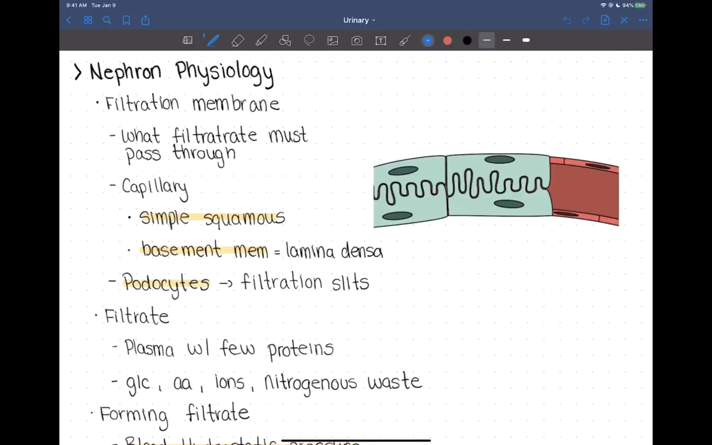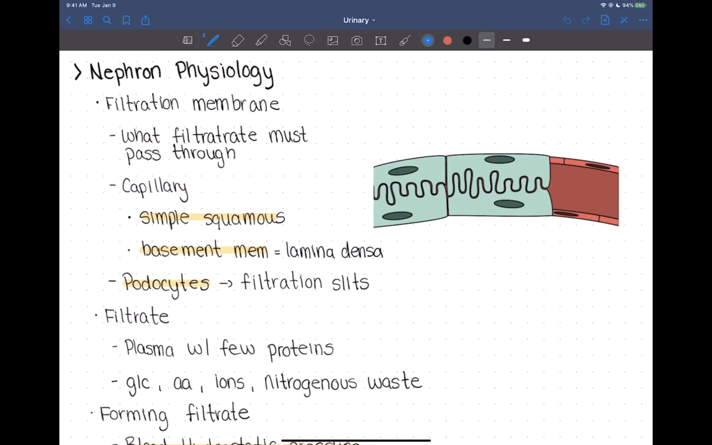All right, so for this first section on nephron physiology, we're going to talk about how exactly that filtrate is formed. So primarily we're going to be focusing on that renal corpuscle with the glomerulus and the Bowman's capsule and how that filtrate is formed. Okay, so first of all, let's go over the filtration membrane and what exactly that is.